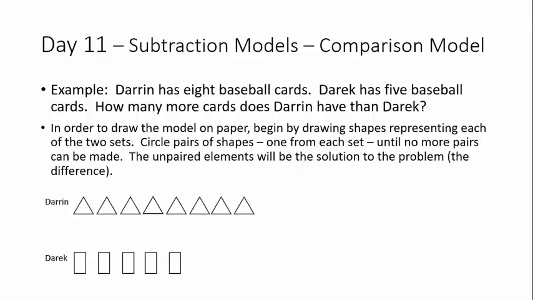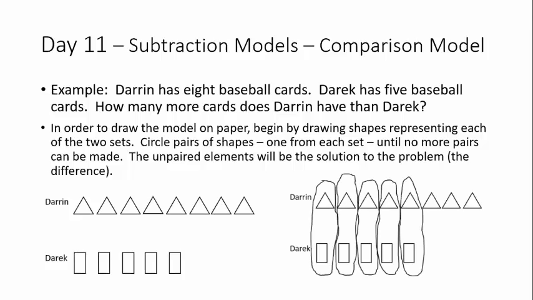To draw the model on paper, you would do something very similar. You would draw figures for each boy. Since Darren has 8 baseball cards, we draw 8 shapes for Darren. I've used triangles here. Derek has 5 baseball cards. I've used little rectangles for Derek's baseball cards. You'll actually pair them up with circles. The unpaired elements will be the solution to the problem, which is the difference.